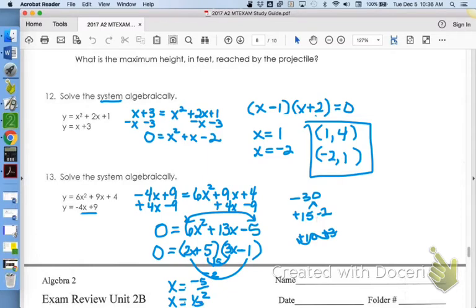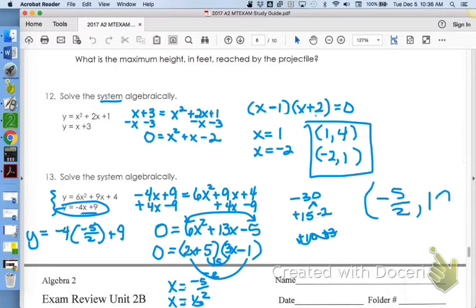You are going to run those two numbers back into either one of these two equations. It doesn't matter which one, but hey, I'm going to go with easy. So y is equal to negative 4 times negative 5 halves plus 9. That gives me positive 20 over 2, which is 10, which is 19. So one of my ordered pairs is going to be negative 5 halves, 19. See, that wasn't too bad.